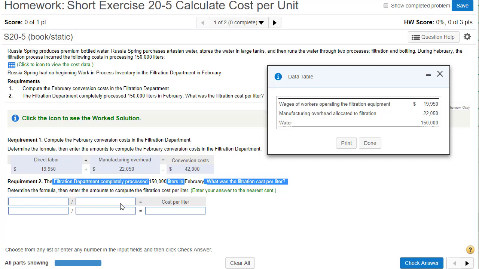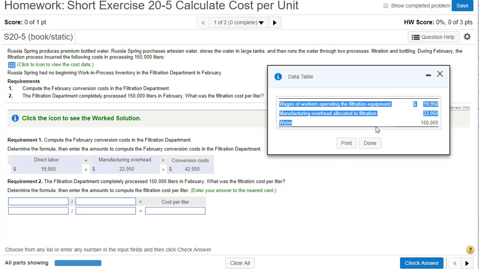So the way we do that, it's just the total of these costs divided by the number of liters. So the total costs are our conversion costs, $19,950 and $22,050, which we've already calculated, $42,000, plus our water of $150,000. So that gives us total cost of $192,000.